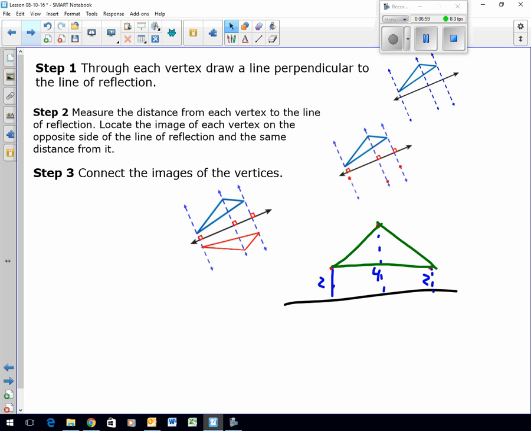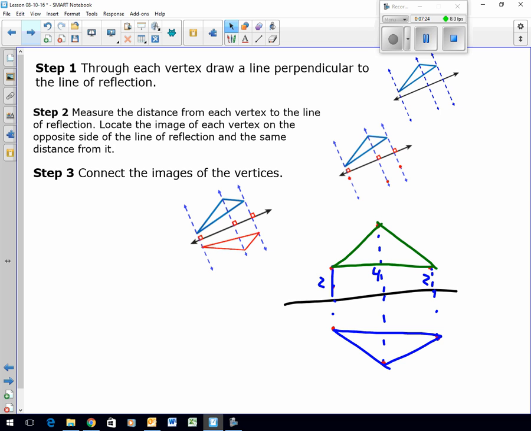And on the opposite side of my line of reflection, I would go down 2 units, go down 4 units, go down 2 units, and I would have my next triangle, which, of course, as I'm drawing it, is perfectly reflected.